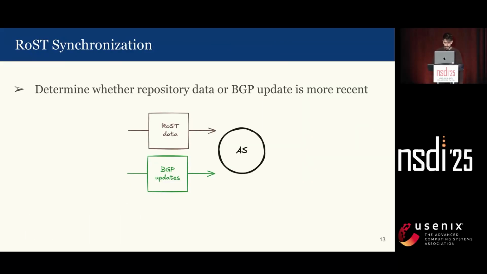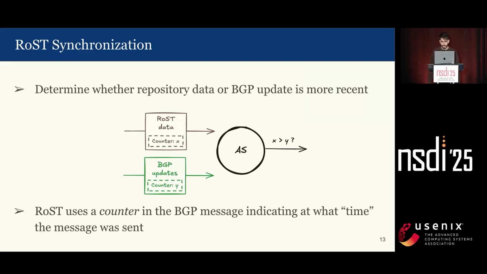One big challenge we have here is that we now have two different inputs coming to the ASes. We have the BGP update message, and now we have the route status data from the repository. So there is a synchronization challenge here. And RoST solves this by adding a counter. It adds the same counter to the BGP update message and also to the route status data uploaded to the repository. The AS will compare these two counters and rely on the information that is more recent.